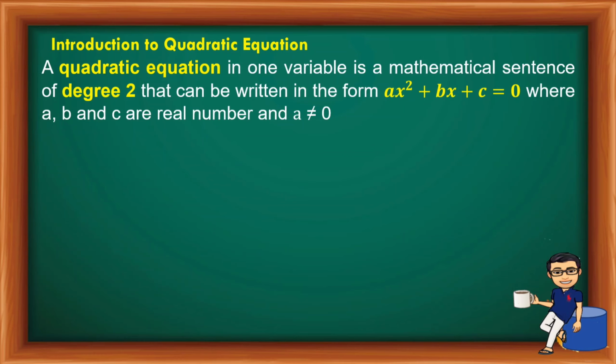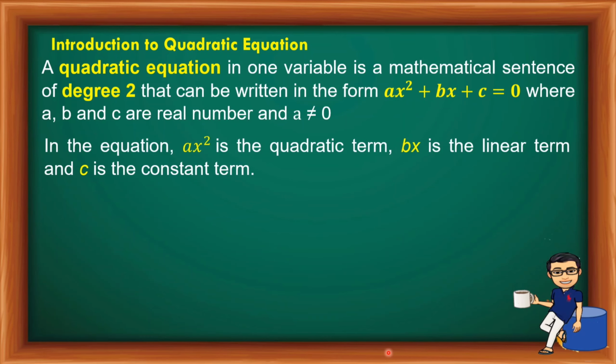A quadratic equation in one variable is a mathematical sentence of degree 2 that can be written in the form ax squared plus bx plus c equals 0, where a, b, and c are real numbers and a is not equal to 0. Kung mapapansin nyo, may nilagyan ako ng highlights na yellow, naiiba ang kulay, degree to. Ito yung mga palatandaan na dapat nating tatandaan na ang mataas na exponent ng magiging equation natin ay 2. Kapag yun yung nangyari, yun yung quadratic equation at ito dapat yung kanyang form. So, malinaw tayo dyan. Ituloy natin.